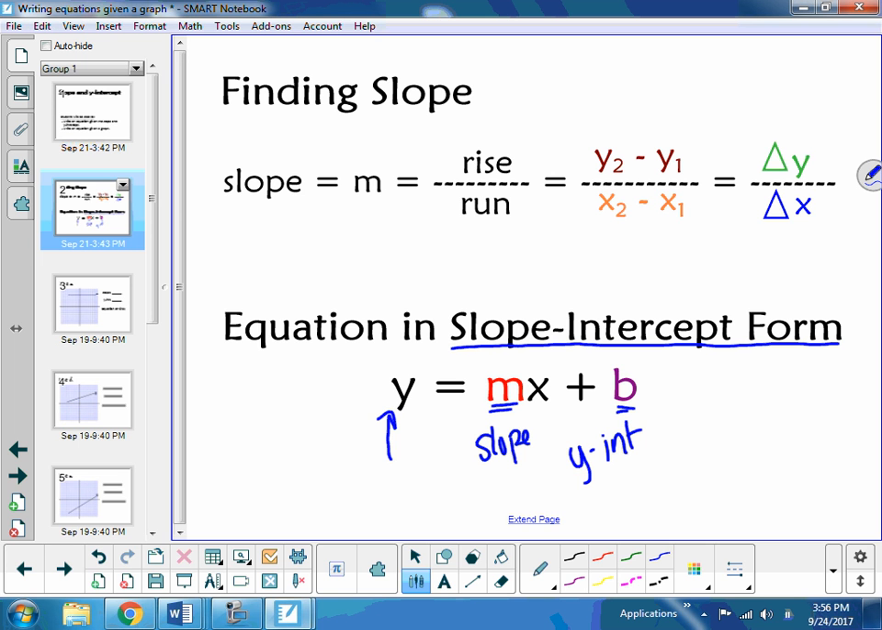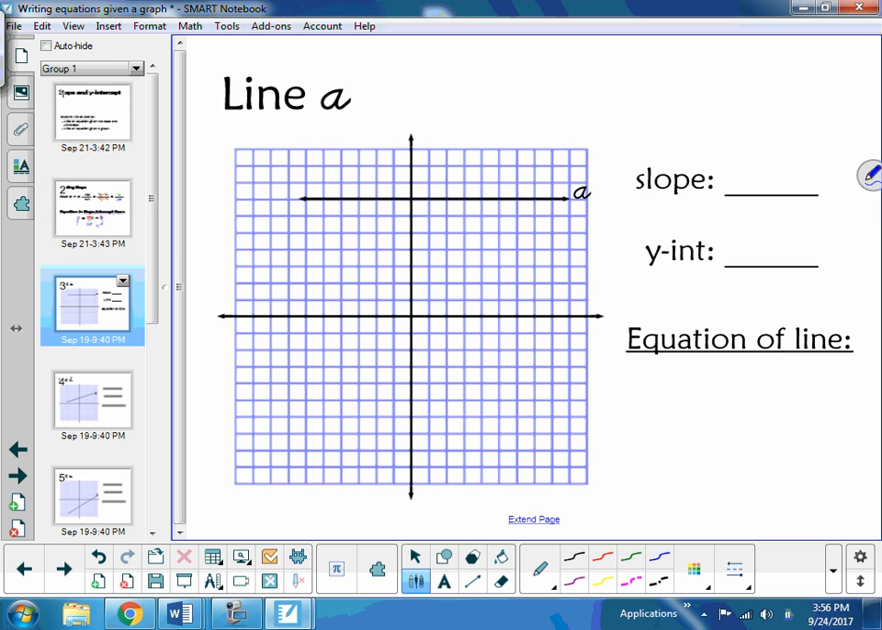All right, on your notes, you have this huge graph with a whole lot of lines on it. We're going to start with that, and we're going to find the equation of all those lines together. So let's start with line A. On my graph up here, I've isolated each one for us, but you have them all in the same graph. So for line A, the first thing we need to do is decide the slope.